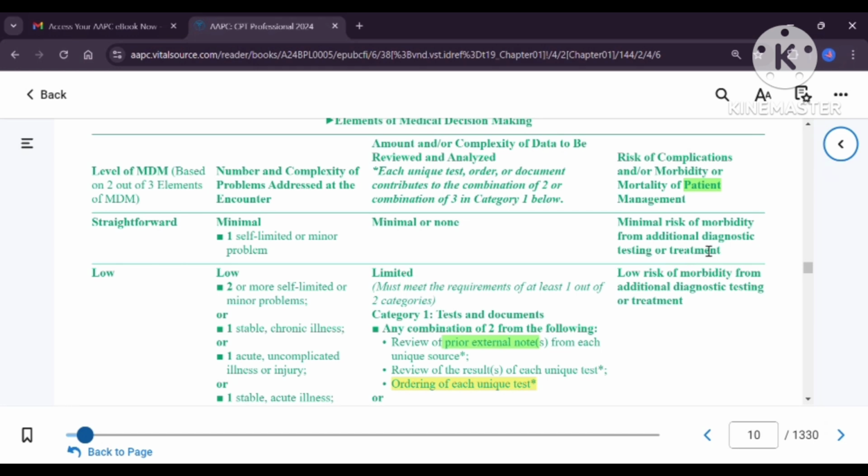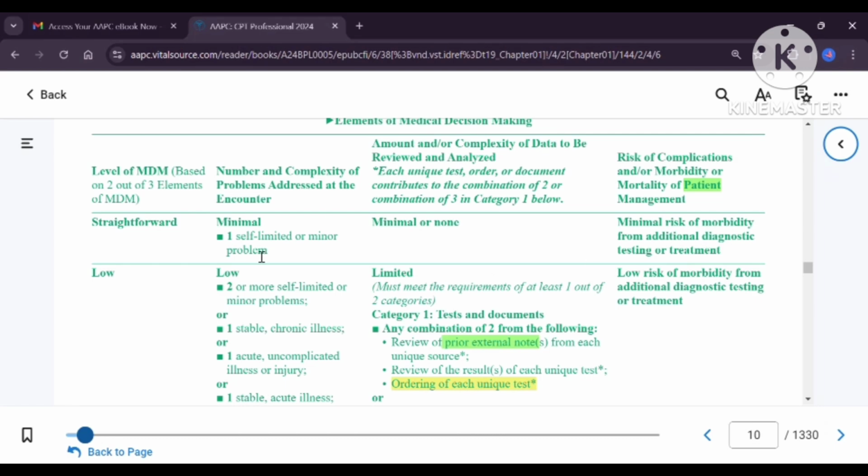For example, patient has got a small cut in the finger. There was a little bit of bleeding, but after that it is fine. The bleeding has stopped. There's no sign of infection and all. It is just a small cut when she was cutting a vegetable, something like that. It is considered as a self-limited or minor problem. It doesn't require any further evaluation or further treatment. In such a case, the level of MDM will be straightforward.